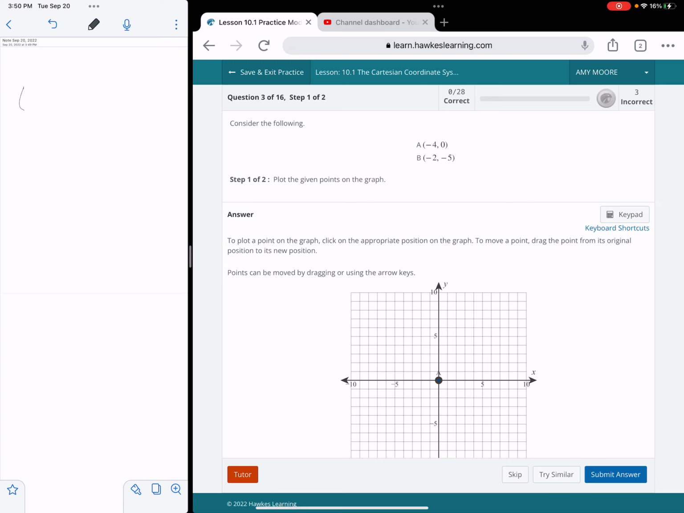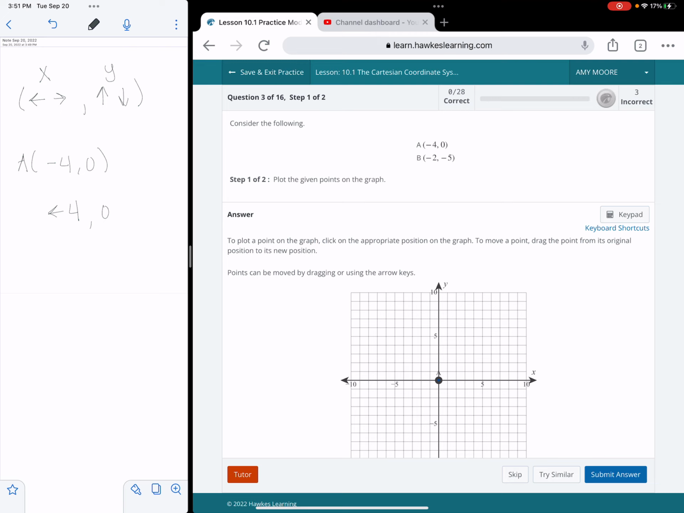So the first thing is this idea. Don't forget that I go left or right and then up or down depending on the value. So left I go negative, right I go positive, up I am positive, down I'm negative. And this is always going to correspond with x comma y. So this first one, A (-4, 0), means that I'm going to go left 4 and then up, down 0.